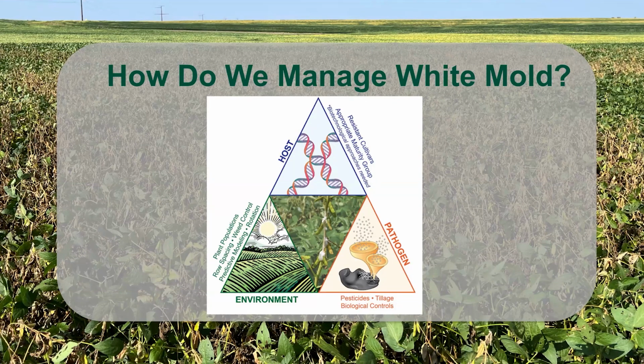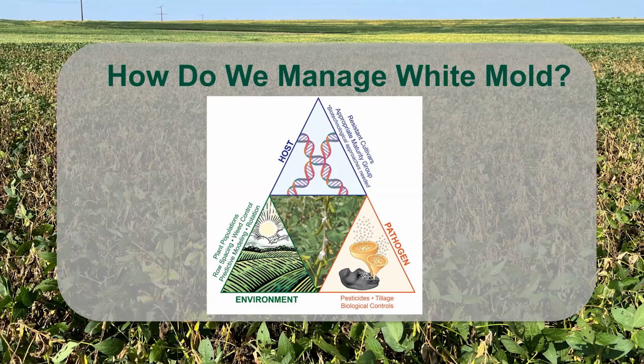Now, this is a little variation of that disease triangle, what we call the disease management triangle. And if you'll see off to the side of each of these three categories, we have different management practices. So in environment, we've got plant population, row spacing, weed control, and predictive modeling and rotation.